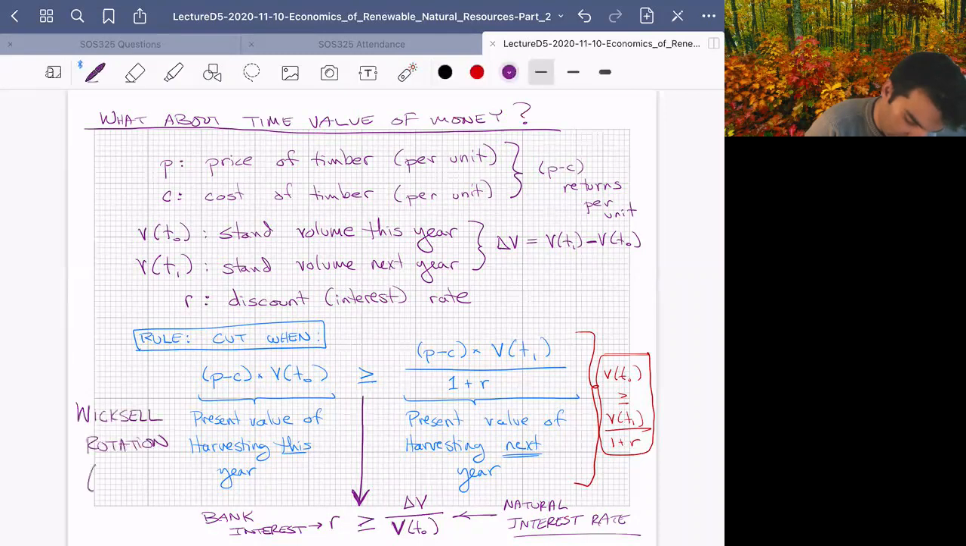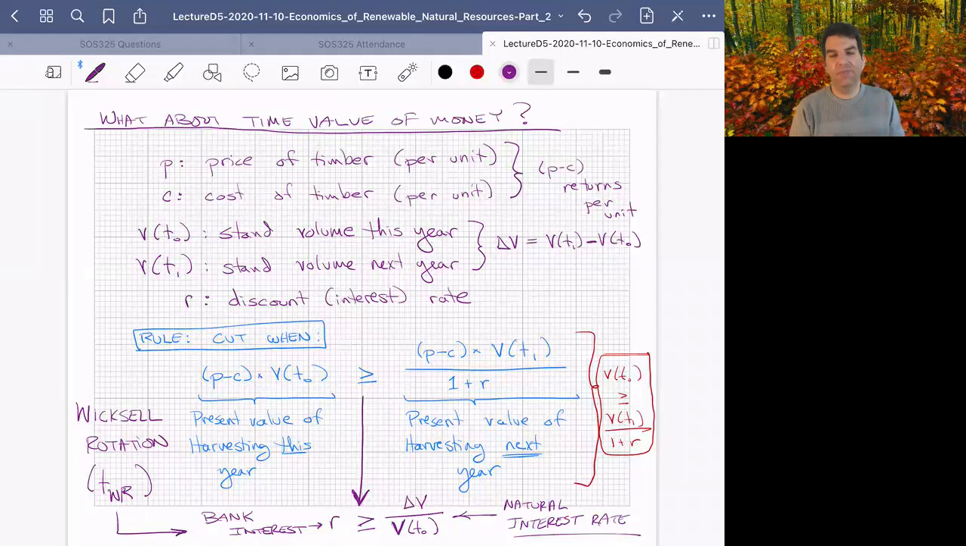Which I'll call TWR. So we have the biological rotation, TBR, and now the Wicksell rotation. And so in this case, the T0 in that expression is that Wicksell rotation. All right, now, I'm just going to slightly rewrite that, just a tiny bit.